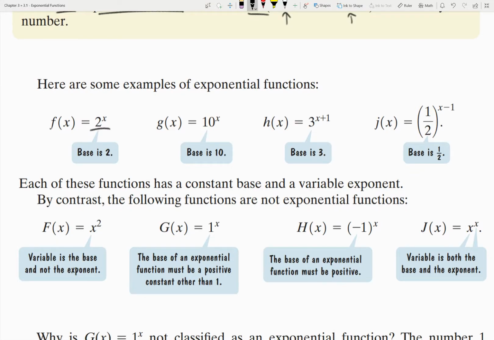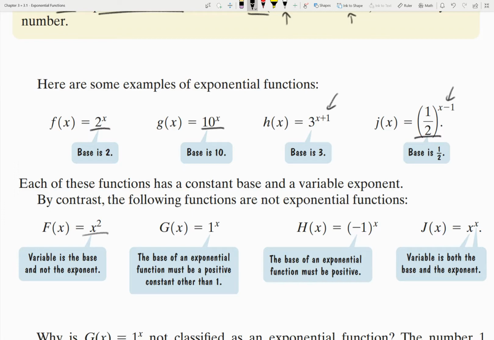Again, these are all examples of exponential functions. That's an exponential function with a base of 2. That one has base 10. This one has base 3, and it has some stuff going on in the exponent. That's okay, it's just a transformation. Same thing here. We have an exponent of x minus 1. That's okay. Fractional bases are okay.